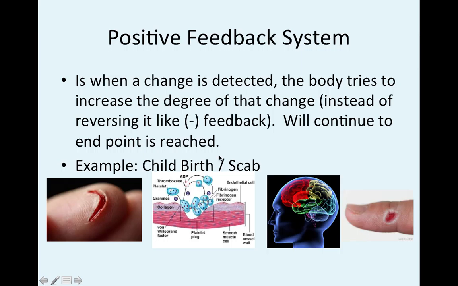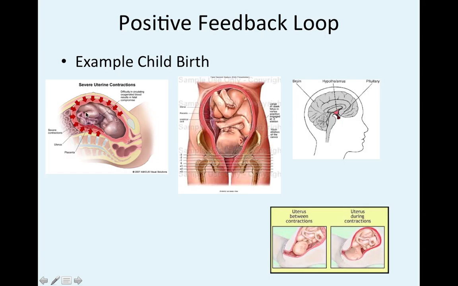Okay, and that's the classic example. There's an example of a scab, but I like the childbirth example the best. So an example during childbirth. Okay? So our sensor here is going to be the cervix of the female. So when the baby's head basically presses up against the cervix, the cervix senses, okay, this baby is coming. That's the sensor.